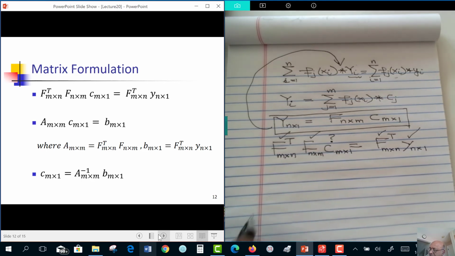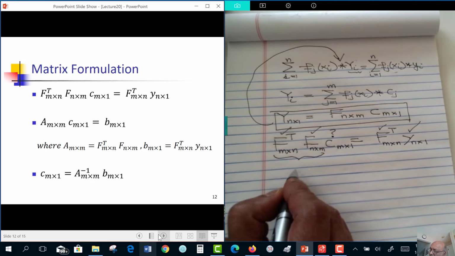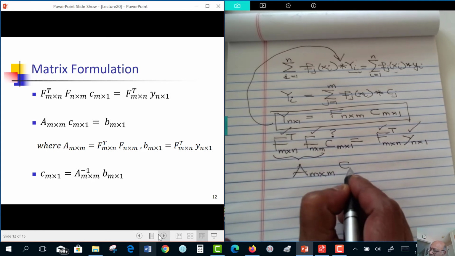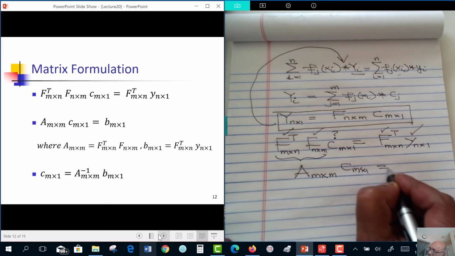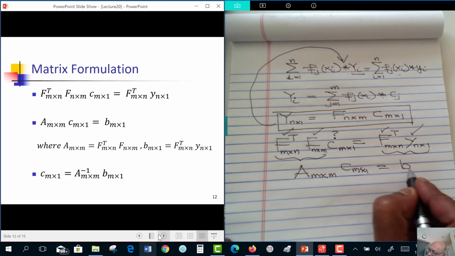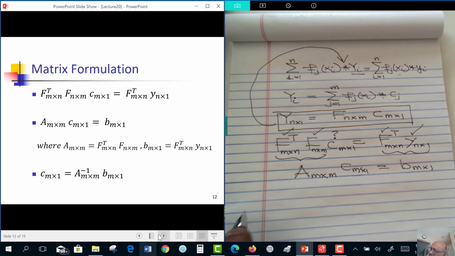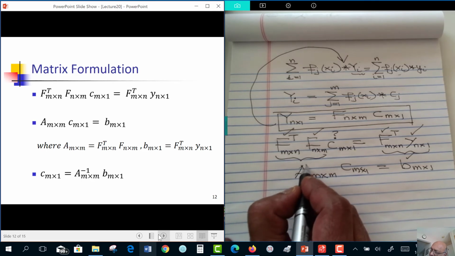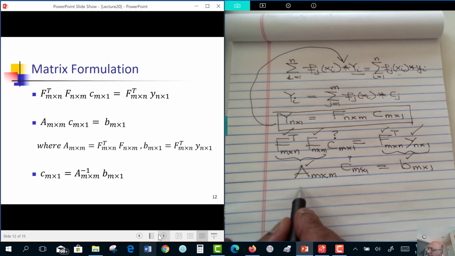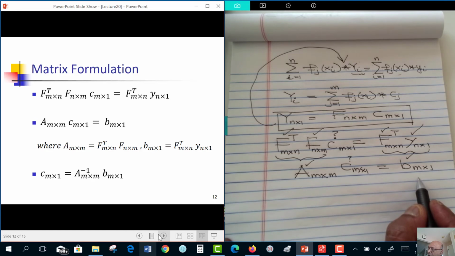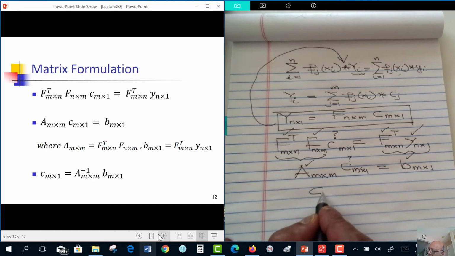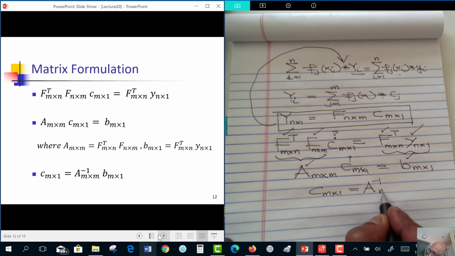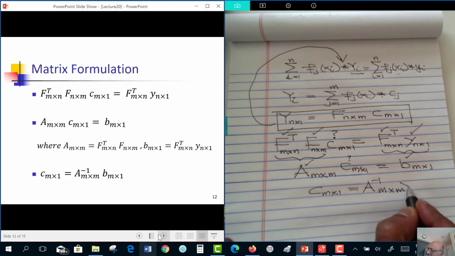That's our problem. When we multiply these two, we'll get a matrix A, which is m by m, times c, m by 1. And when we multiply these two, we will get b, m by 1. And of course, since we know both, we can multiply. And this is our typical linear system. We know how to solve this. So typically on a computer, we are going to take the inverse of A and multiply it by B.